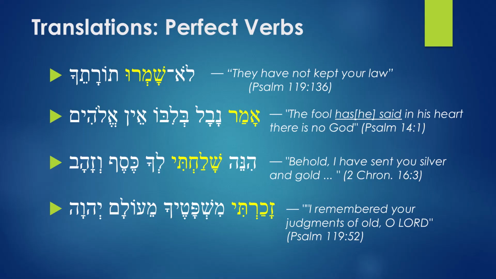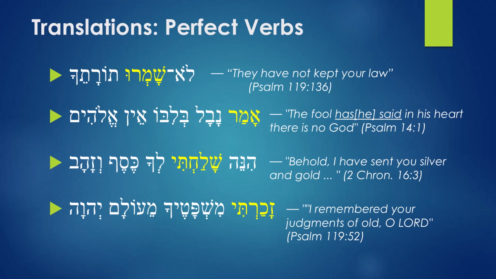Now we have already looked at toratecha. In the past we looked at pronominal suffixes on nouns. So toratecha is Torah with a pronominal suffix, and that ka means your, so your law. So, not they kept your law. Remember, the verb shamru means they have kept. So when you bring it into English, it becomes, they have not kept your law.